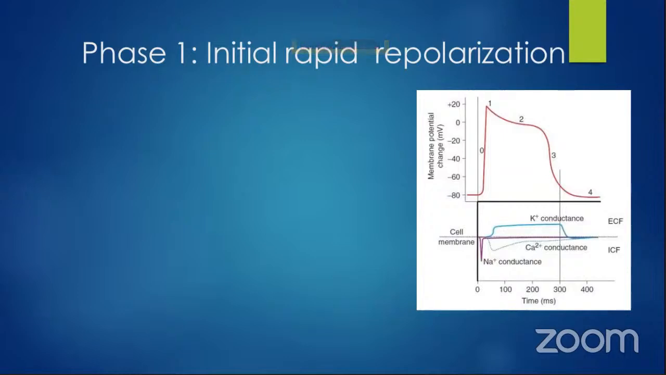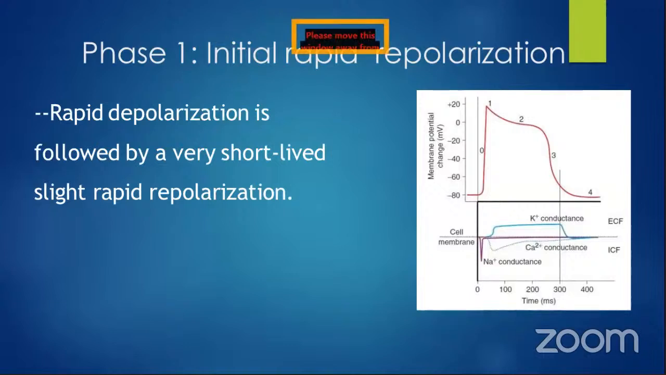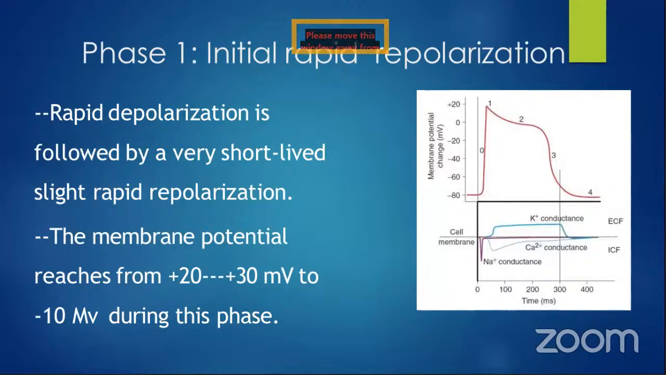Then the next phase is phase 1, that is initial rapid repolarization. As the term suggests, it is of short duration. Rapid depolarization is followed by a very short-lived, slight rapid repolarization. Here the membrane potential reverses its polarity, and from plus 20 to plus 30 millivolts it can come down to minus 10 millivolts during this phase.